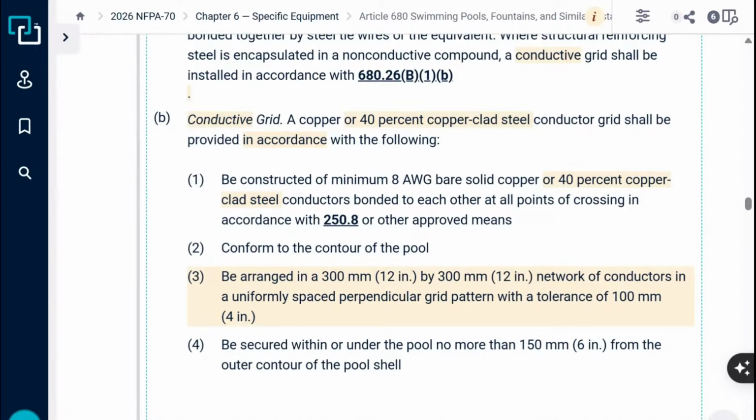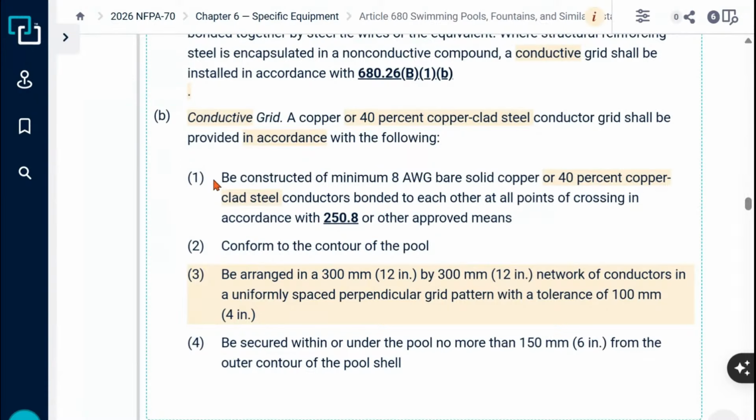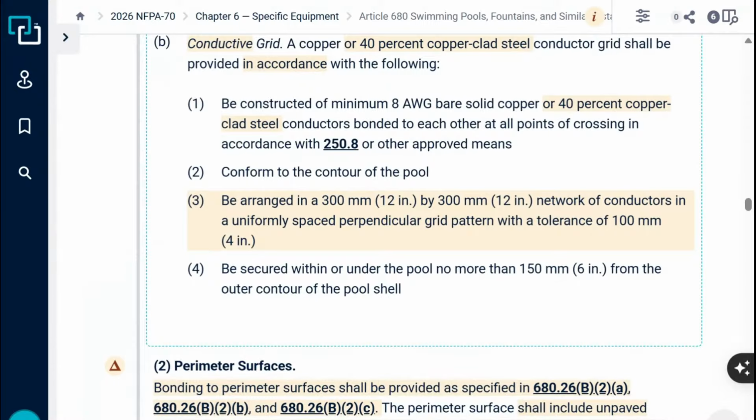It's got to be copper, or 40% copper clad steel conductor grid shall be provided in accordance with the following. Number 1, it's got to be constructed of a minimum of 8 gauge bare copper or 40% copper clad steel conductor bonded to each other at all points of crossing in accordance with 250.8. Of course, 250.8 is all of our connection allowances. More notably, this would probably be split bolt, something like that.